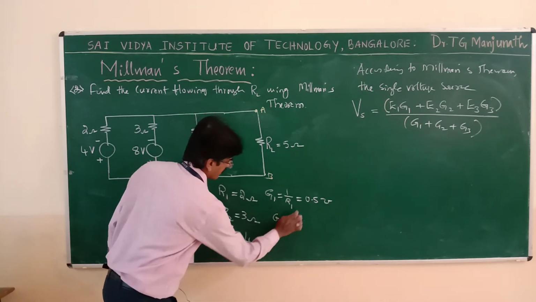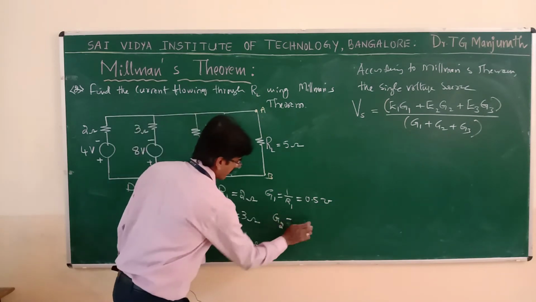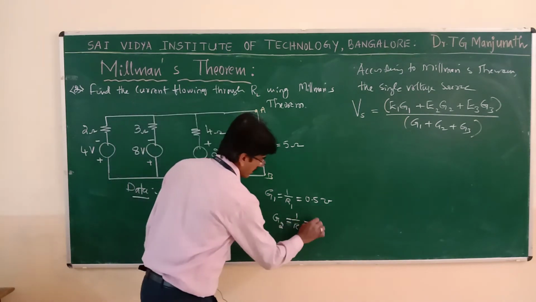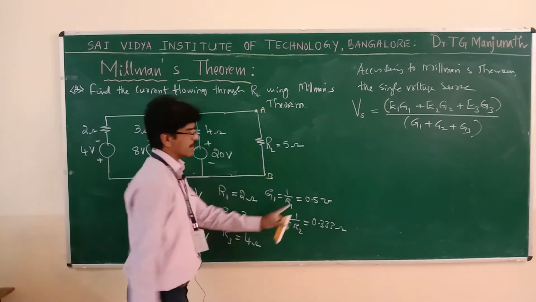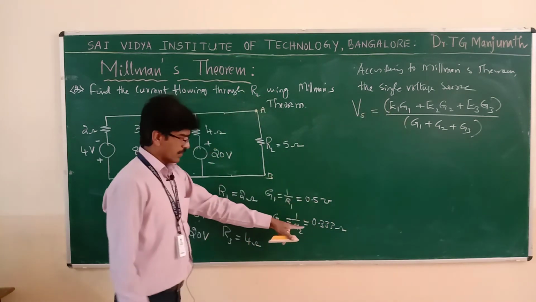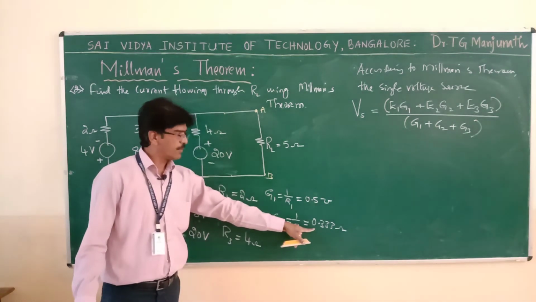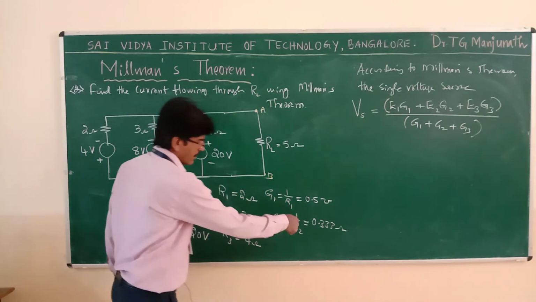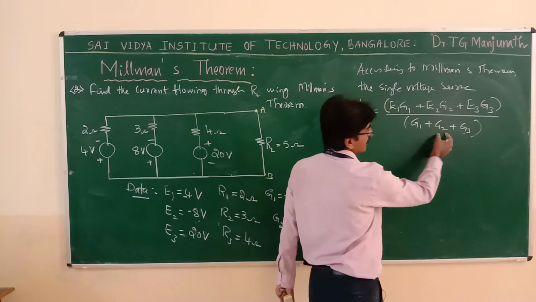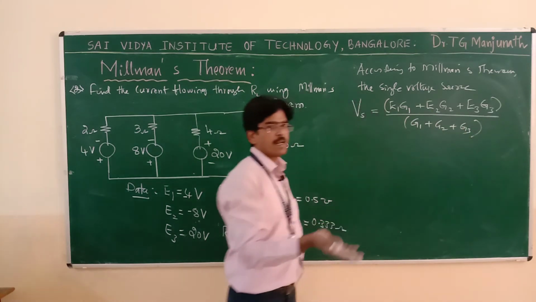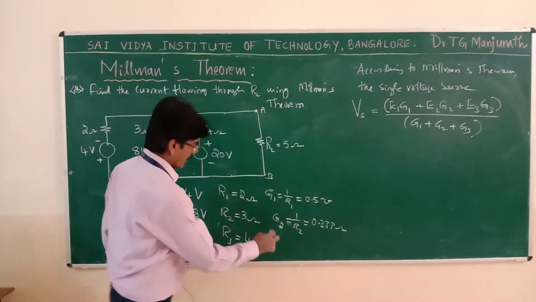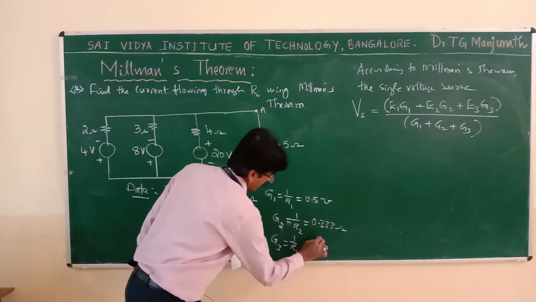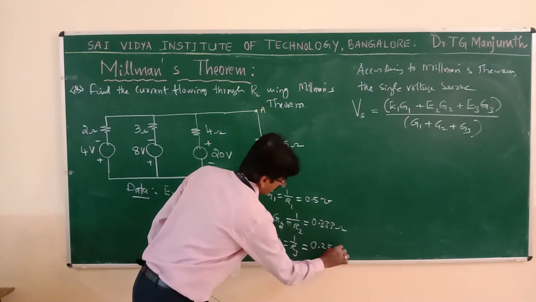So what is G2? G2 is equal to 1 by R2. What is R2 here? 1 by 3 is 0.333, or else you can substitute directly in the formula 1 by 3. If you do it like this with more fractions, you may not get an accurate answer. If you want an accurate answer, substitute as it is: 1 by R1, 1 by R2, 1 by R3. Substitute the values, enter in the calculator, so that you will get the exact answer. So G3 is 1 by R3. What is R3? 4. 1 by 4 is 0.25 mho.